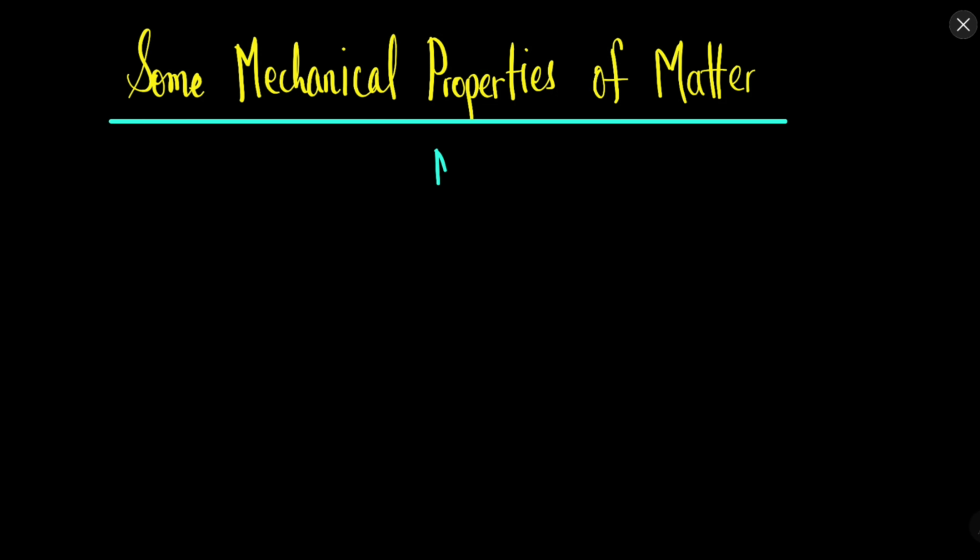We know that matter is composed of atoms and molecules. And what is matter? Matter is something which has some mass and which occupies some space, which has some volume as well. So matter is made up of molecules and atoms. Let's mainly focus on the atoms.